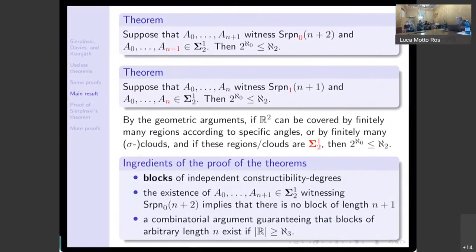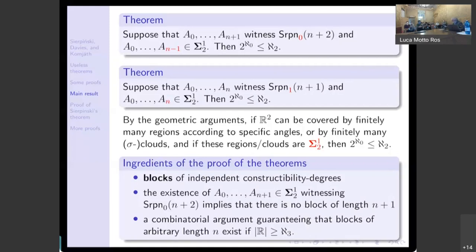So what are the ingredients of the proof of the theorems? We have the notion of block, which is a block of independent constructibility trees. Briefly, the existence of a zero through n plus one sigma 1, 2 sets witnessing Sierpiński implies that there are no blocks of length n plus one. And then there is a combinatorial argument guaranteeing that blocks of arbitrary finite length exist if the continuum is at least aleph 3. And this is the really annoying thing, because in some sense, aleph 3 is too much.